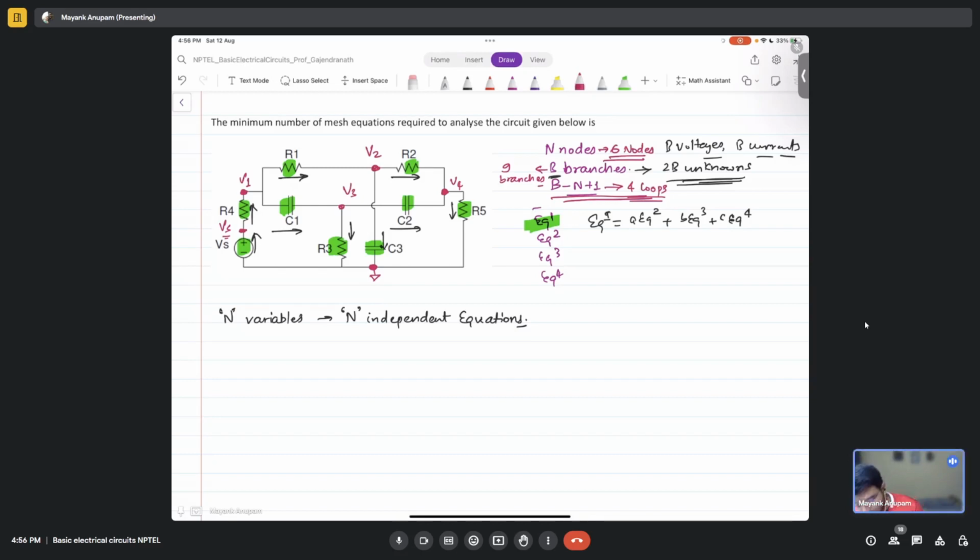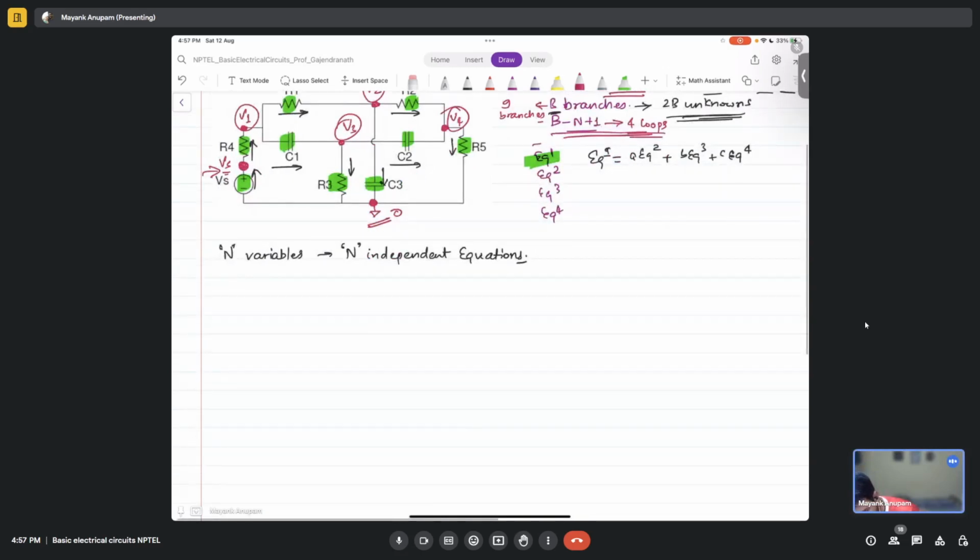Okay, sir. Because the other 2 nodes, this node and this node, you have assigned as the reference, equal to 0 volts. And this node, you know the value of the voltage at this node, right? It is Vs itself. So you have only 4 variables here. Now tell me how many independent equations you need to find these 4 variables? 4. Yes, you need only 4 independent equations, right?